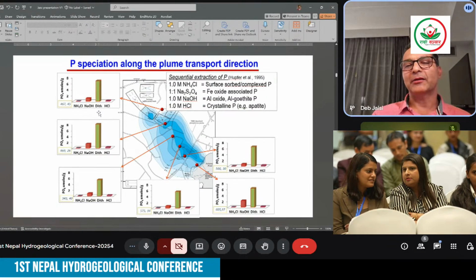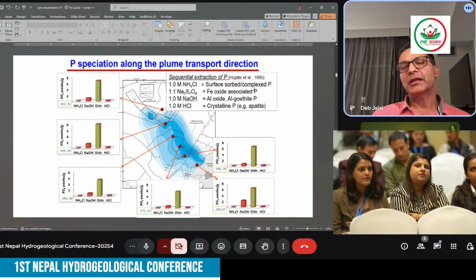Thiionite, that means iron oxide associated pool, as you can see right here.